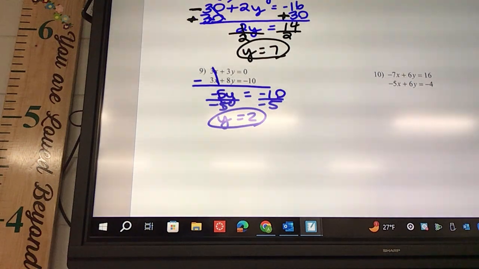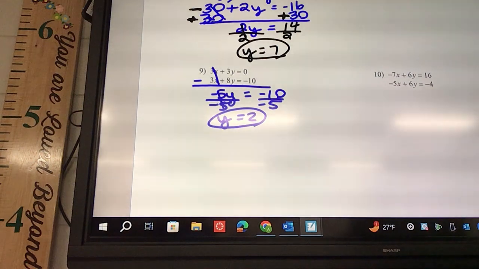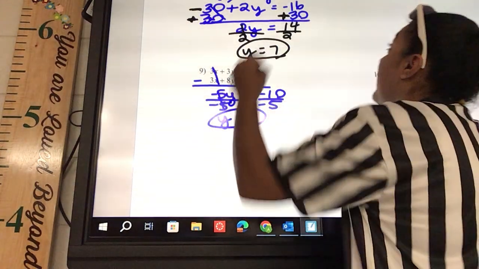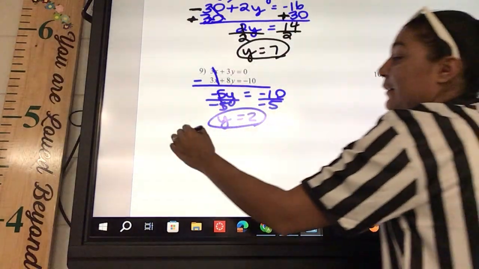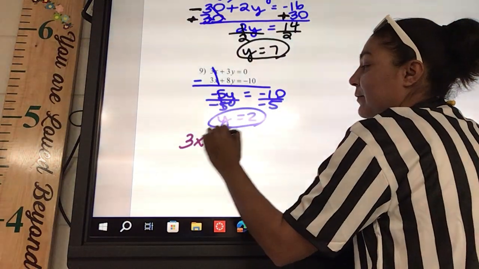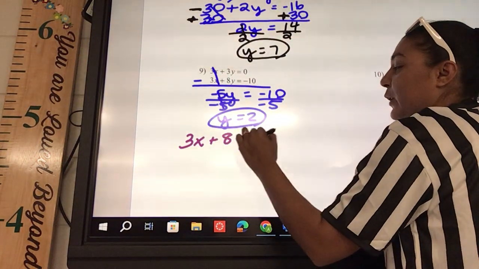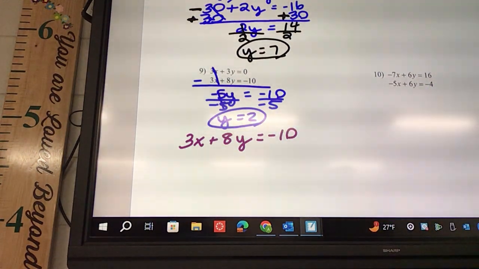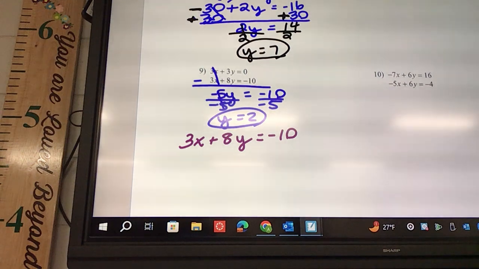Okay, so we're gonna take this y equals 2. We're gonna plug it back in. Which equation would you like? Number 2. Why do you always pick number 2? I like number 2. Whatever floats your boat, buddy. Okay, so I just wrote that one down, and we're gonna plug this in where?